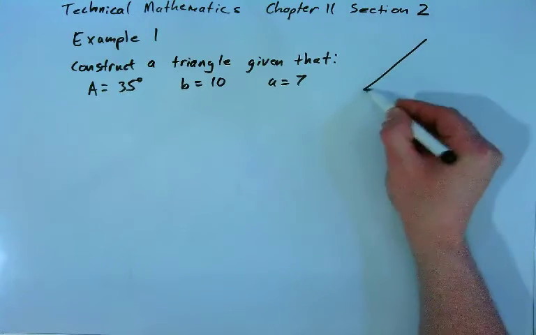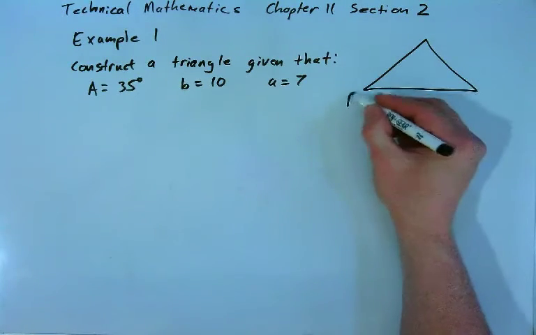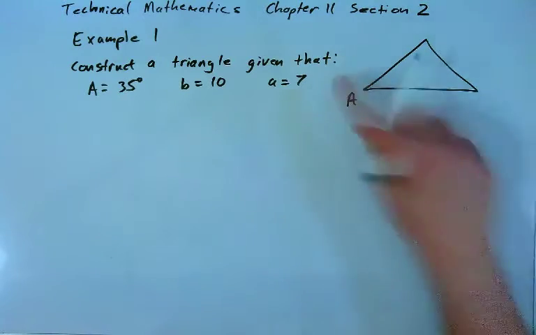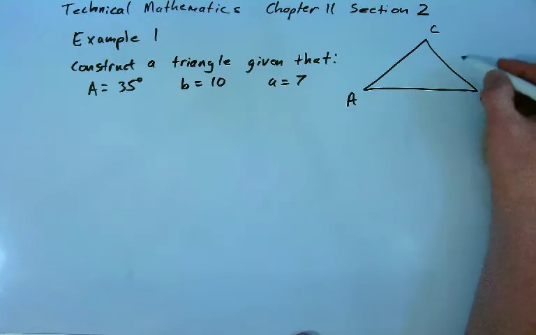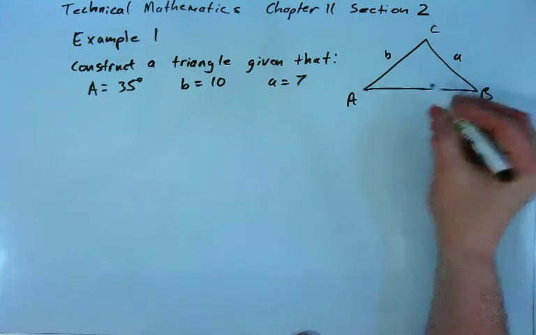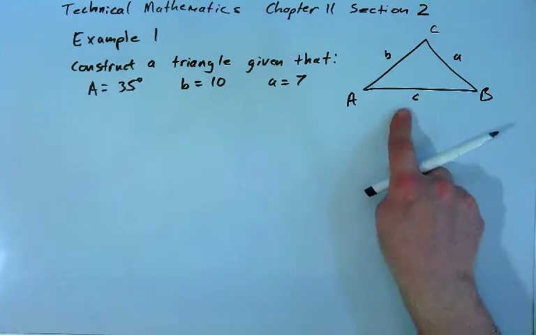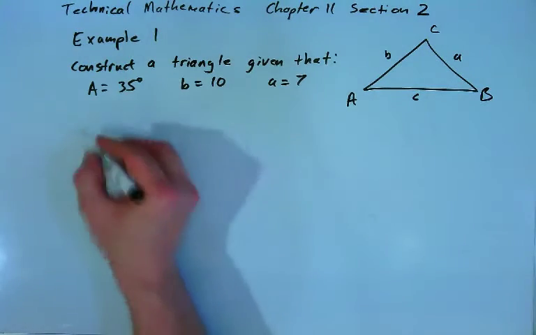And so our standard layout for constructing a triangle, we start in the bottom left. We call this angle A, and then we work counterclockwise. This is angle B, angle C. And the sides opposite have the same names. A is opposite A, B is opposite B, and C is opposite C. And so given this information, we can construct a triangle using this layout.